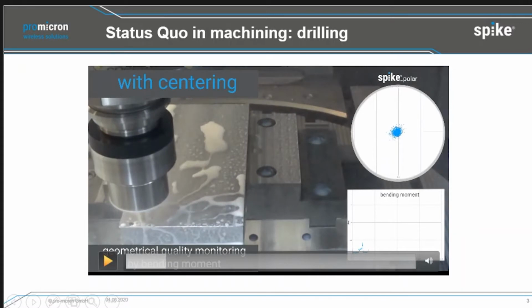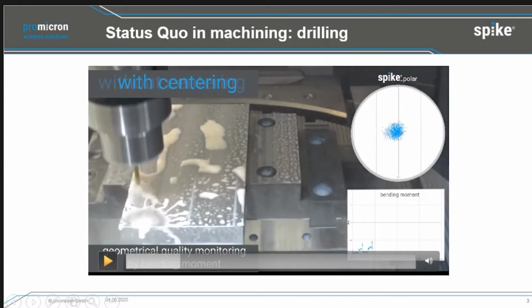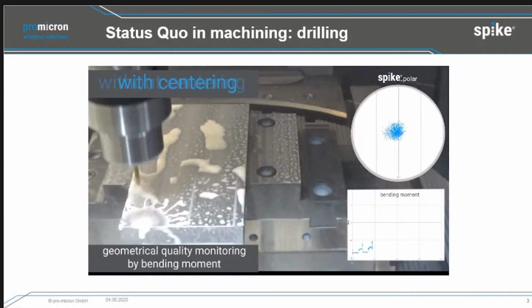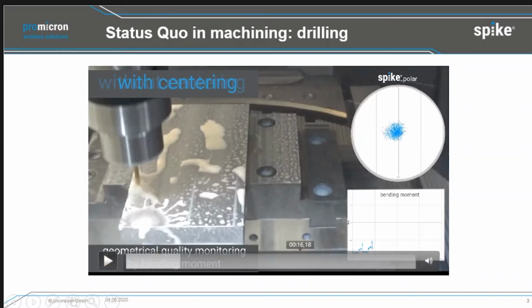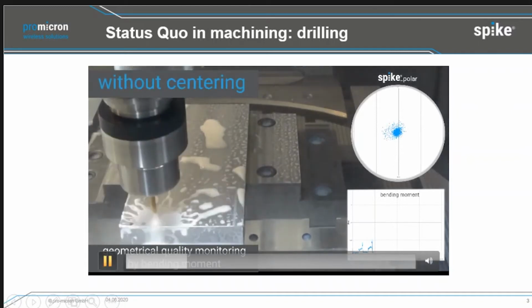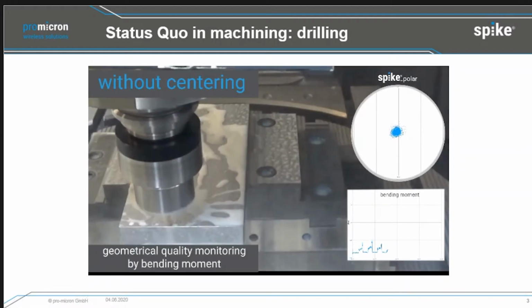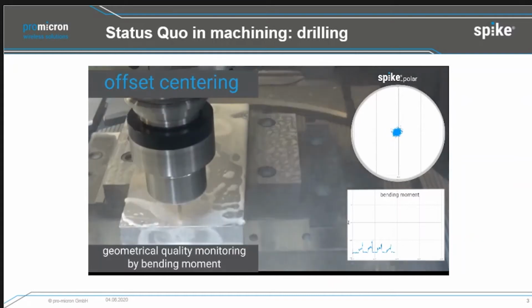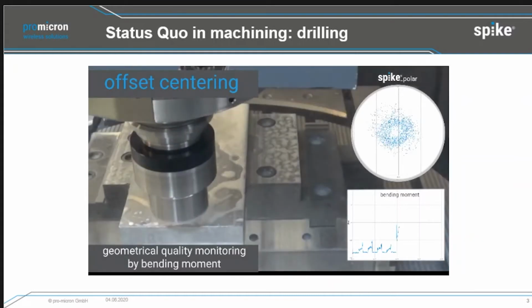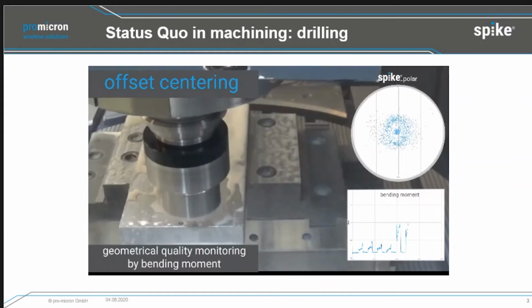So what we've seen here are two drill holes with a centering, and the center was made perfectly in the same position as the drill hole itself. We can see here small forces and bending moment, and also a spike polar, which is very small and in the center. Now the second two drill holes are produced without any centering. And again, we can see small forces and a good spike polar.